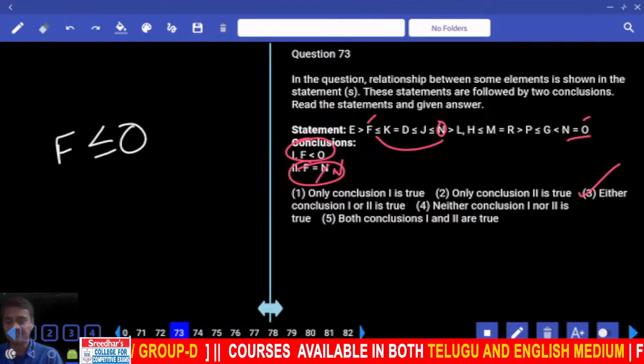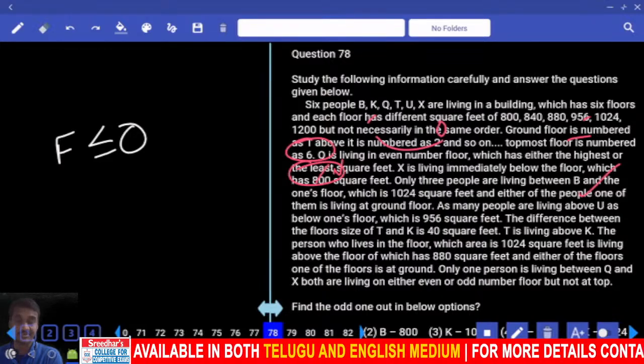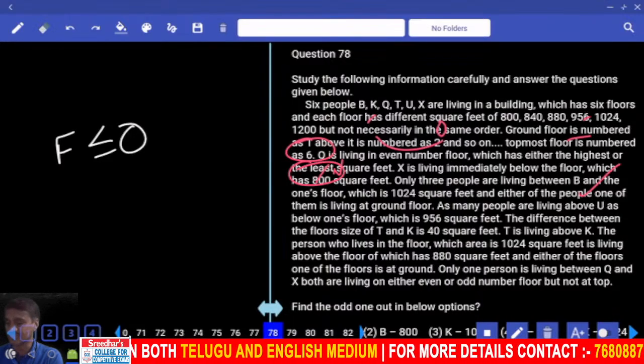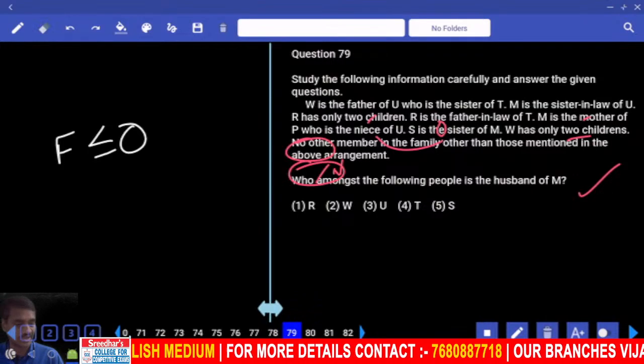The next one 74 to 78, first or the second? Now second, 74 to 78. The next one 79 to 81 and first priority. Tell me what is your answer here?